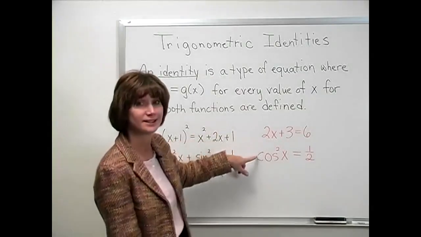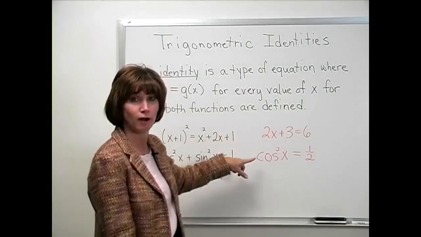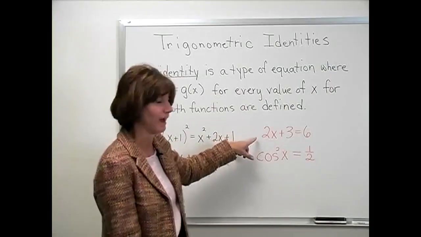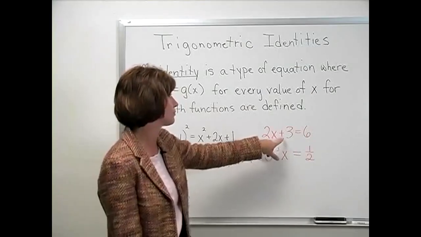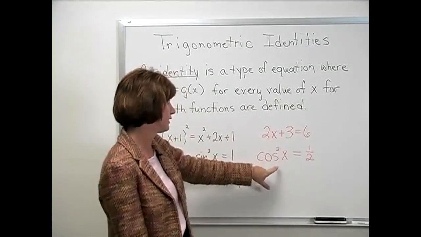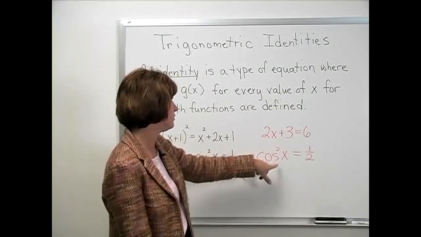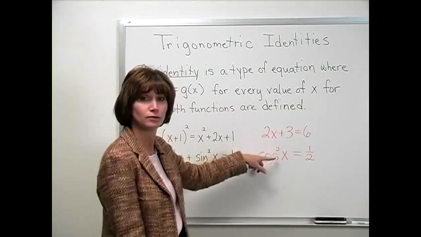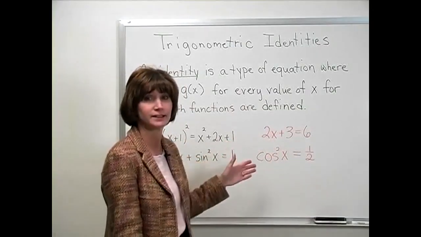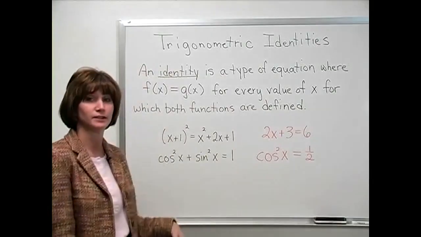In contrast, look at these two examples. They're not true for all values of x. We can easily see that by just, say, plugging in x equals 0. We can see on the left that 3 does not equal 6. Same thing on the bottom equation. Cosine of 0 squared is not equal to 1/2. They're not true all the time. An identity is true for all values of x in the domain.